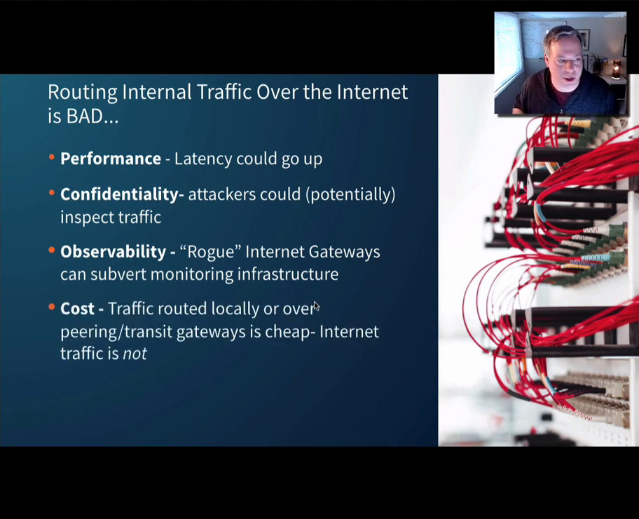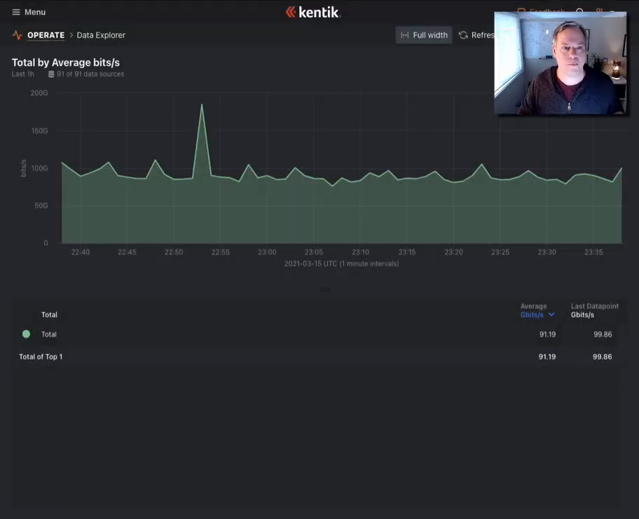Probably the biggest reason that we see our customers caring about this is cost. Traffic goes over an internet gateway and then it's metered between 5 and 9 cents per gigabyte. But if this is internal traffic and it's routed locally, it can be free. Or if it's routed over a VPC peering session or a transit gateway, the per gigabyte cost is more like 2 cents per gigabyte. And at scale, these kinds of cost savings can be very compelling. So let's go ahead and see how we can find this traffic so we can shut it down.